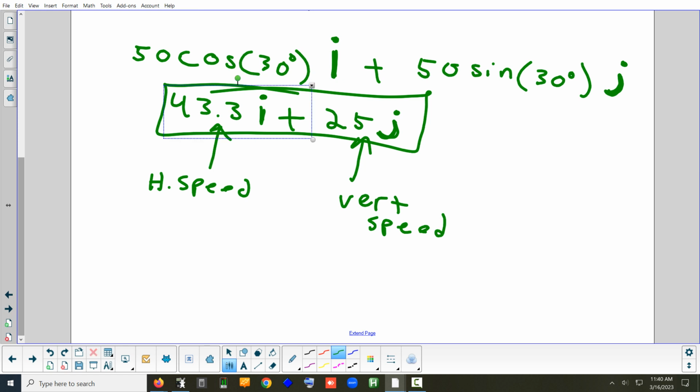Horizontal speed from physics, that would never change if you discount air resistance. It's going to be traveling 43.3 the whole time because gravity has no effect on horizontal speed. The only thing that would affect that is air resistance.